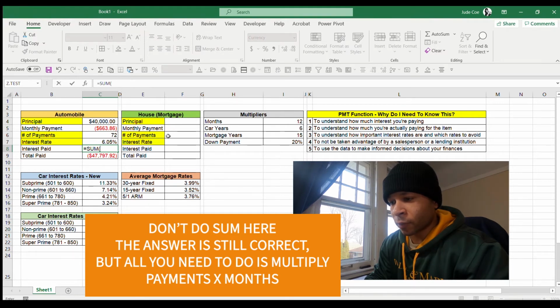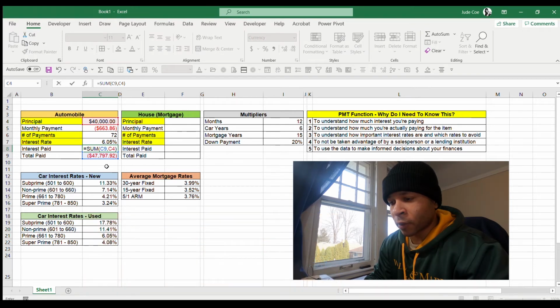Sum just adds numbers up. We're going to put this number in, and then press comma, and then put the principal, and then close the parentheses. Now, the reason that you can do sum is because Excel is programmed to think that when you make a payment, it's a negative number. And this red inside the parentheses, this $47,797 means a negative number.